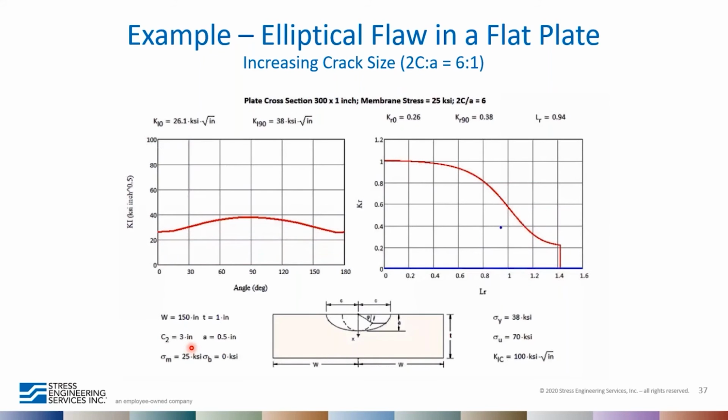Oh, by the way, on this assessment, we're increasing the crack size only, maintaining the aspect ratio. And the plot on the left shows the K value along the entire surface of the crack, and we can see that the 90-degree position, which is at the center of the crack, is where the K value is highest. So when we do a FAD assessment on this type of crack, we're really looking at the maximum K across the entire crack in order to determine what the critical value is.